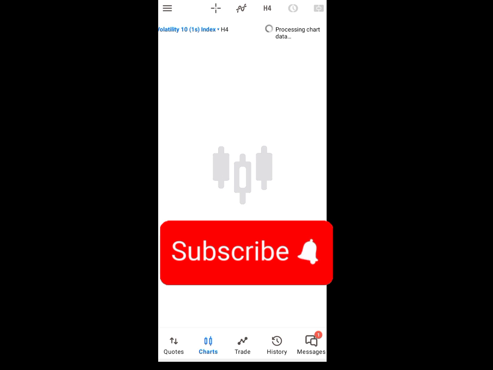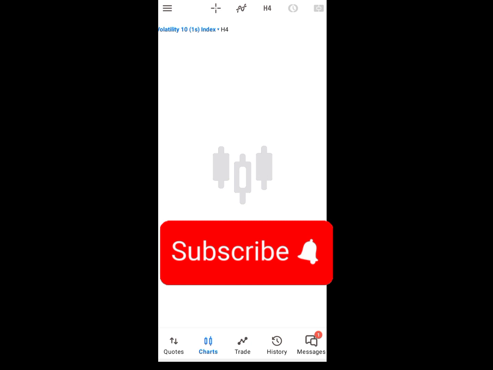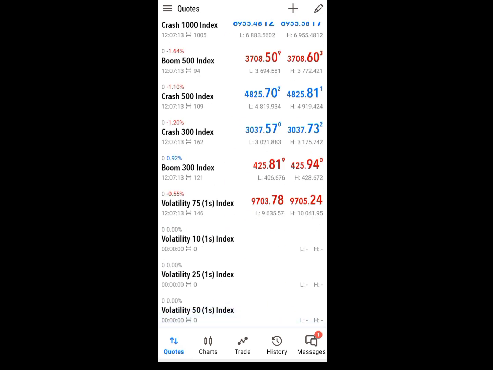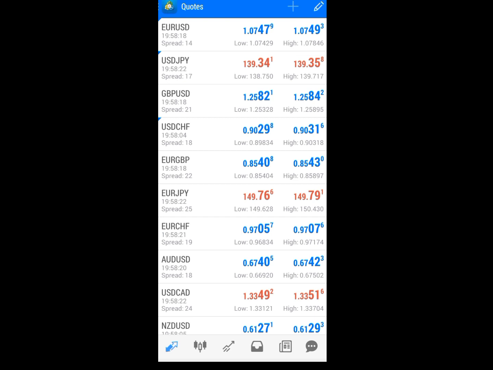But if it could open, I could actually analyze the charts, then maybe take my trade if I see anything that is worth trading. Okay, so this is how you do it. This is MT5. In MT4, it's the same thing. You can see this plus sign here.